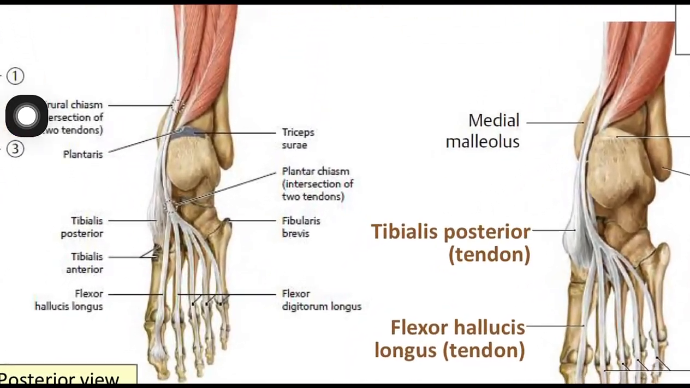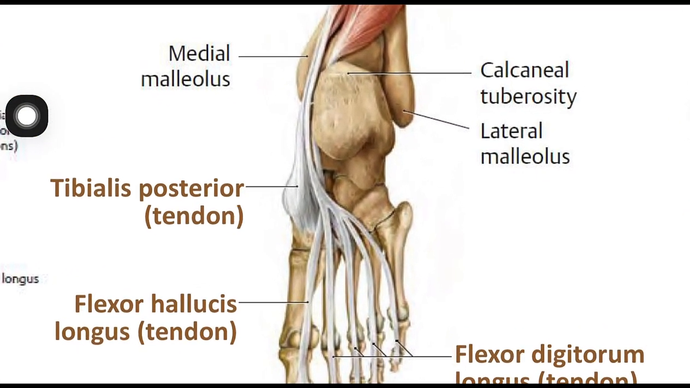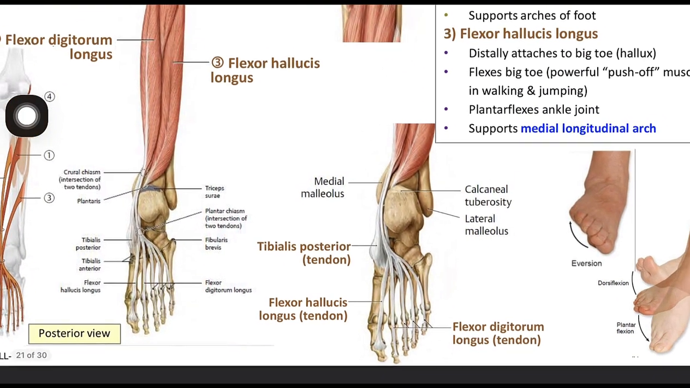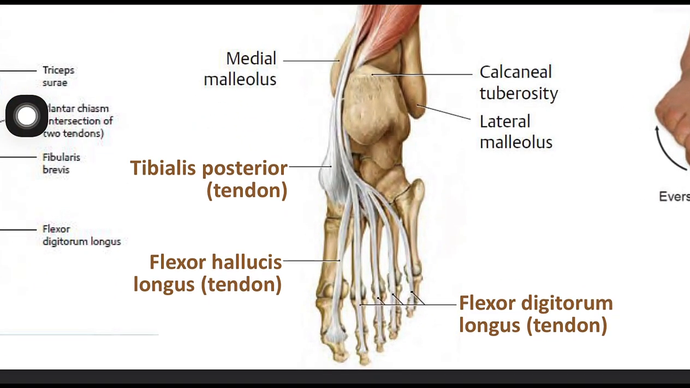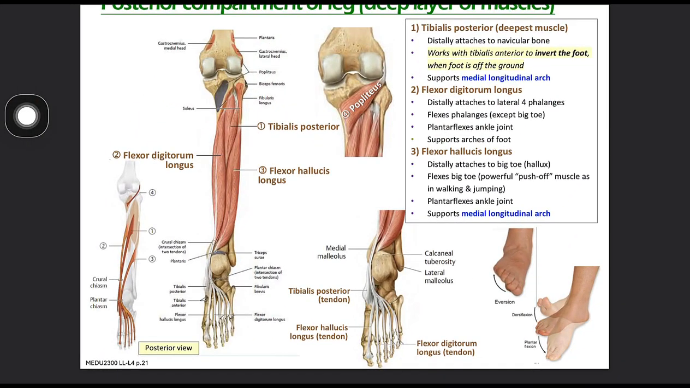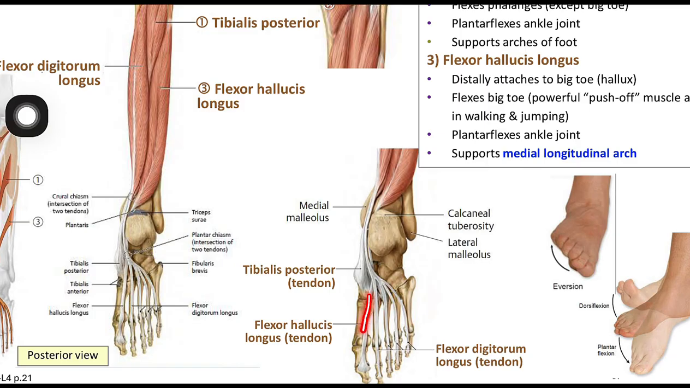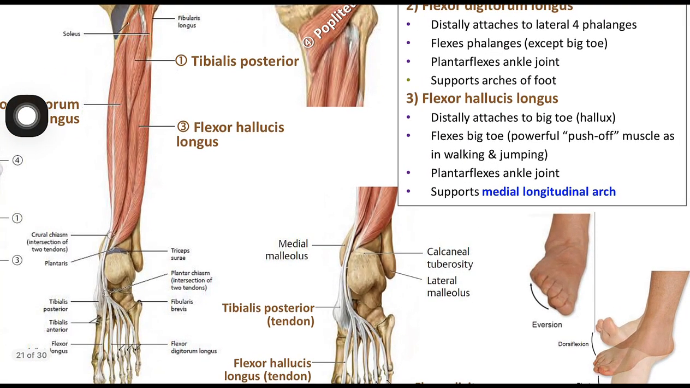Now, what I want to draw attention to is the tendon here. So this one, okay, let me see. This one is the flexor hallucis longus tendon. This one is also important because it can help to flex the big toe, which is actually a powerful push-off muscle in walking and jumping. And this tendon is also important in maintaining the medial longitudinal arch.